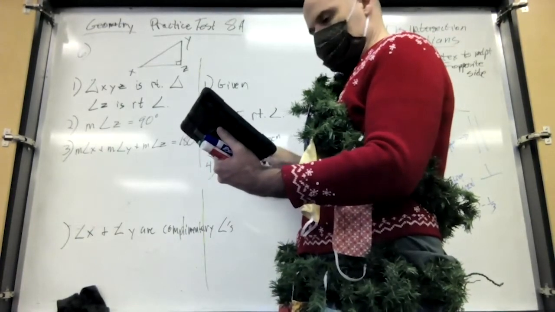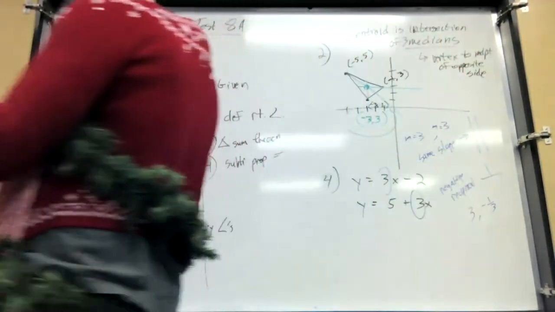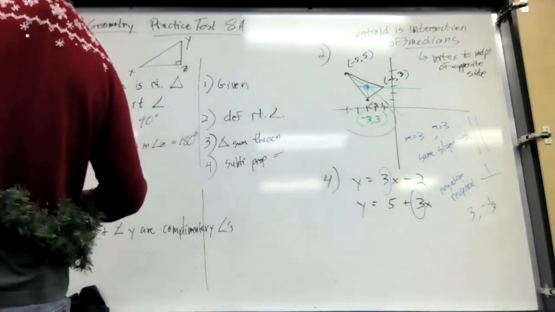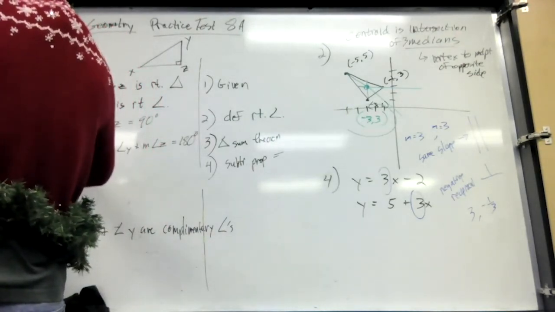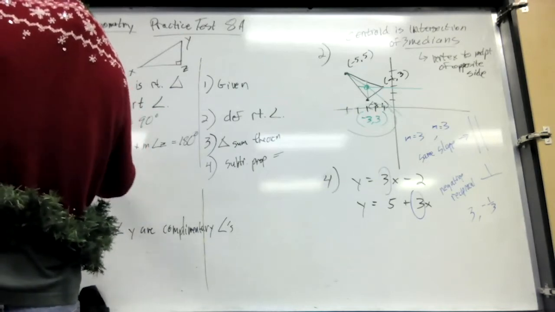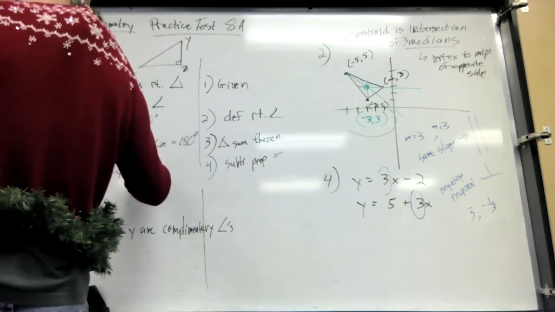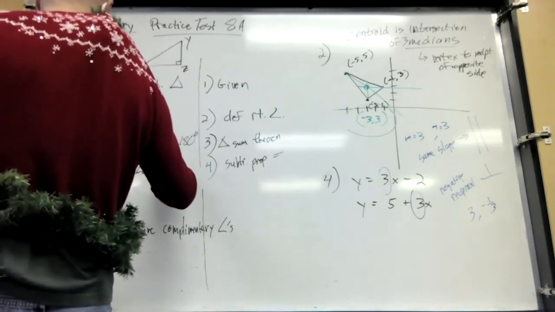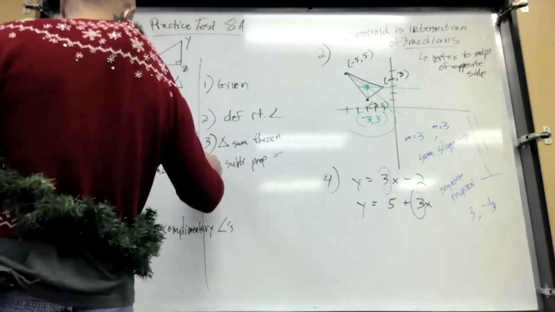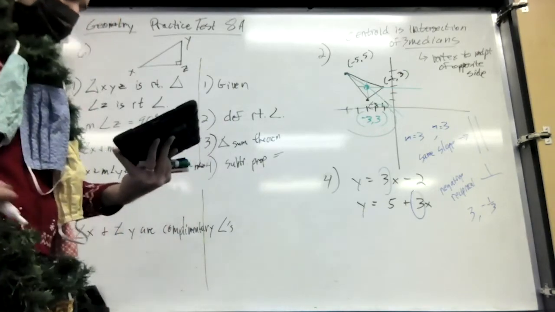prop of equality, measure of angle X plus measure of angle Y plus measure of angle Z minus measure of angle Z equals 180. So basically what we're doing is subtracting angle Z from both sides. So measure of angle X plus measure of angle Y plus measure of angle Z minus measure of angle Z equals 180 minus measure of angle Z. Because of the subtraction property of equality, we can do that.